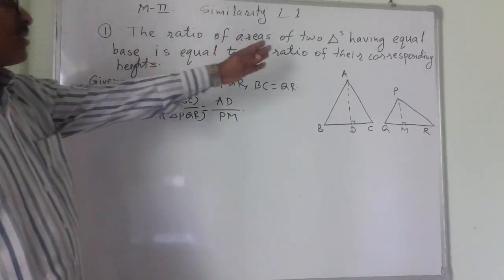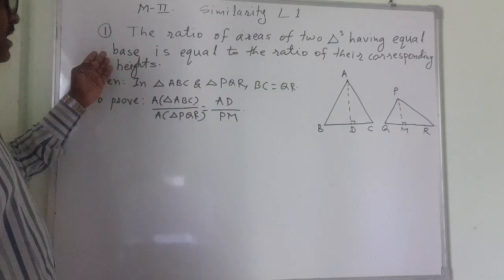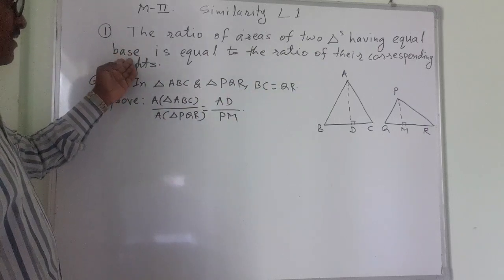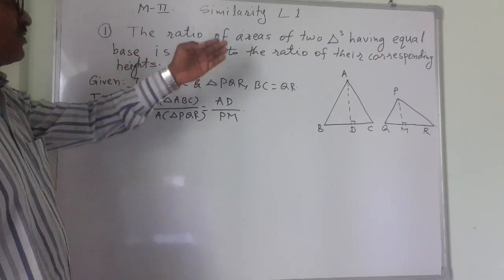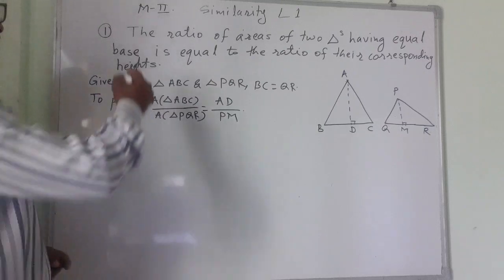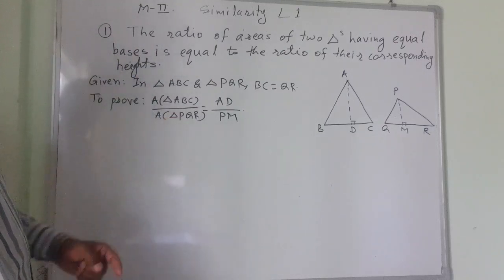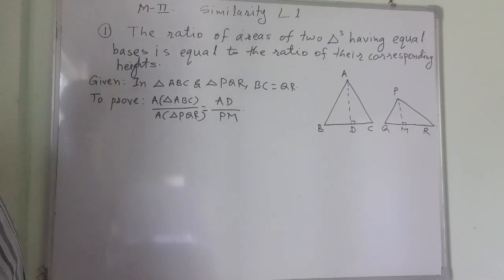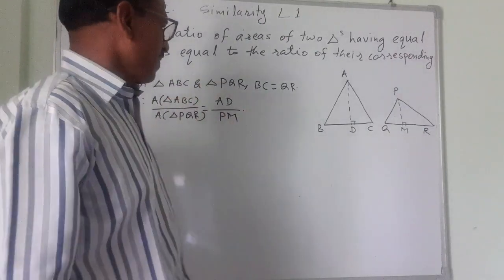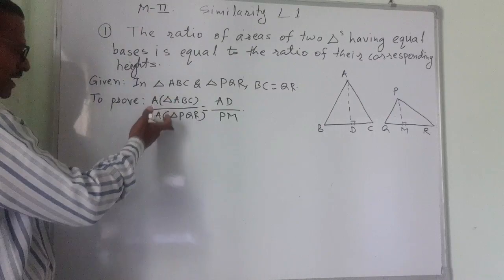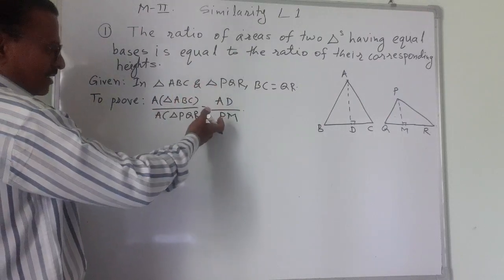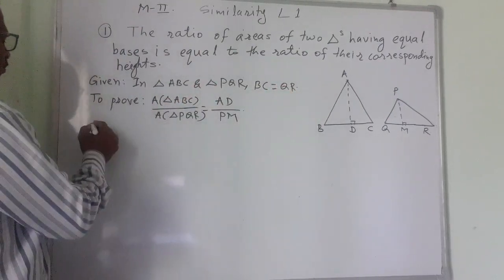The ratio of the areas of two triangles having equal bases is equal to the ratio of their corresponding heights. Corresponding heights means their heights. So this is area of triangle ABC, this is this side, this is the other side. Proof.